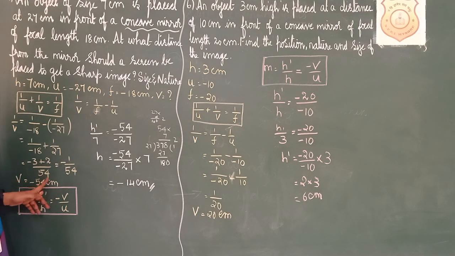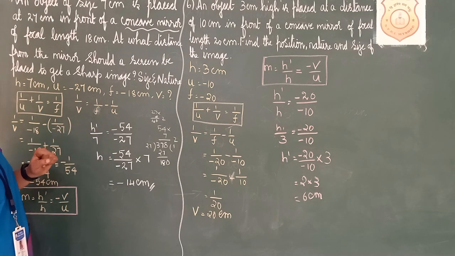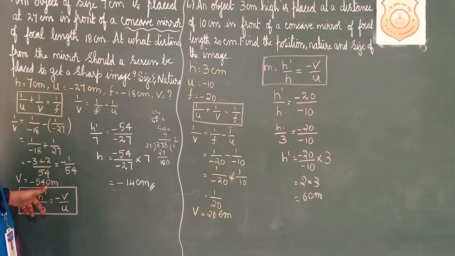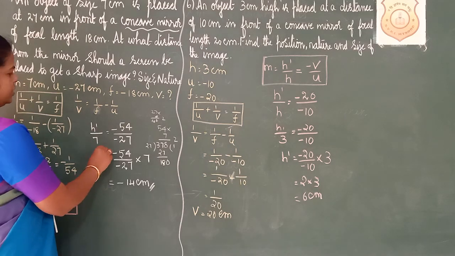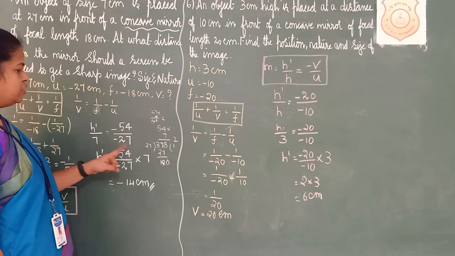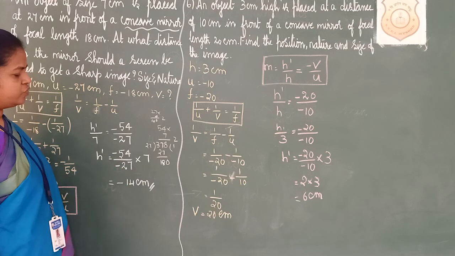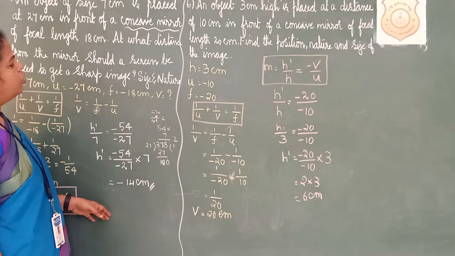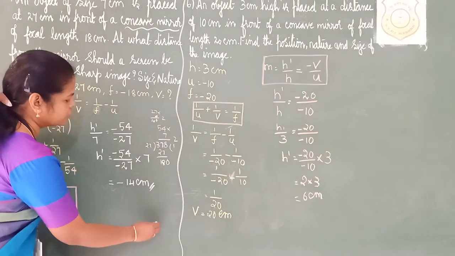So m is equal to h dash by h is equal to minus v by u, the formula we have studied for that. When you are substituting, h dash by h is equal to minus v by u. We got v as minus 54, so we have put it like this, and h dash is equal to minus 54 by minus 27 into 7. 54 by 27 will be 2, and 2 into 7 is 14. So what image will you get? Minus 14 centimeters, h dash is equal to minus 14.